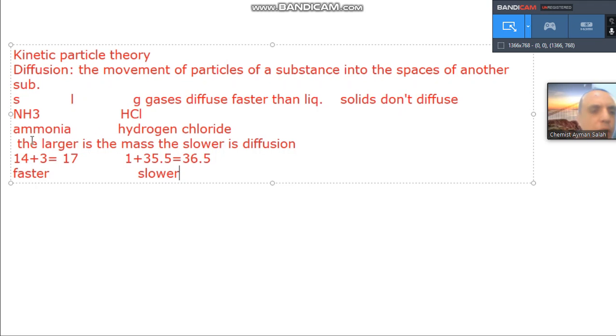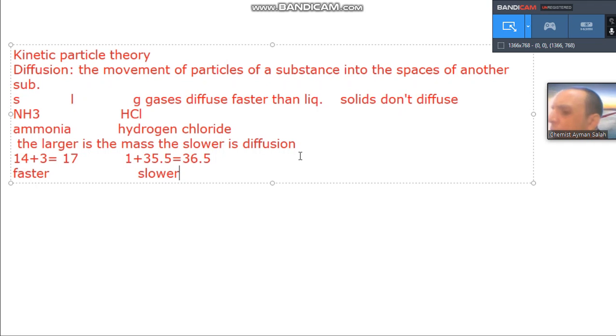Why? Because the mass of ammonia is lighter, or smaller, than the mass of hydrogen chloride. So the larger the mass, the slower the diffusion. Okay, so the mass is inversely proportional to diffusion.